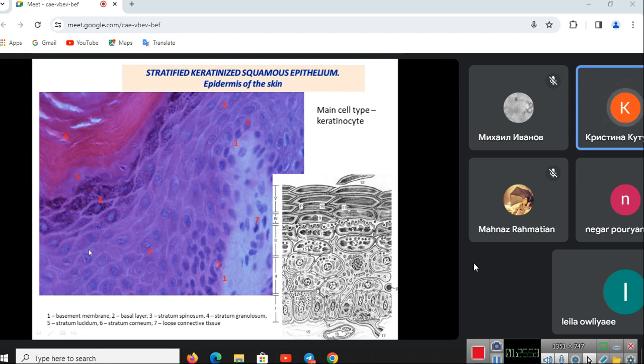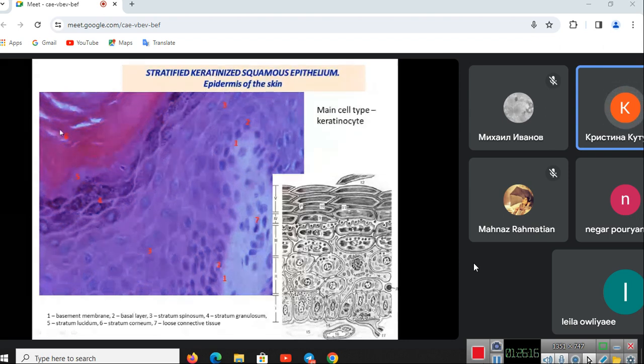Next goes the stratum lucidum, number 5. It is here. It is lighter stained stratum lucidum. In this layer, the cells are dying and become post-cellular structures, the squames.